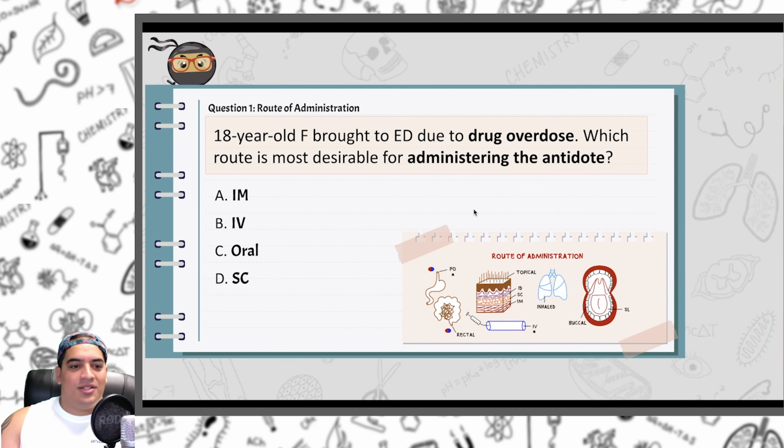All right, guys, so we're going to work on some questions here to really test your knowledge of absorption. So first thing, we have an 18-year-old female brought to the emergency department for a drug overdose. Which route out of all of these would be the most desirable for administering the antidote?